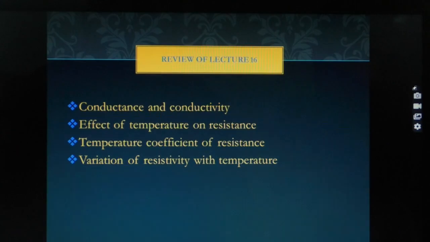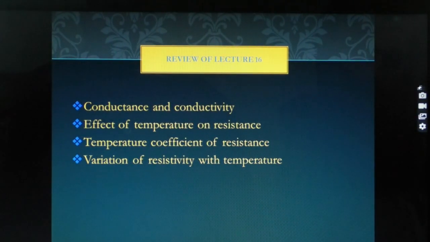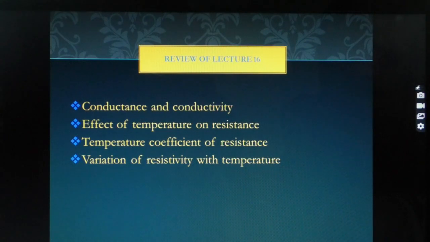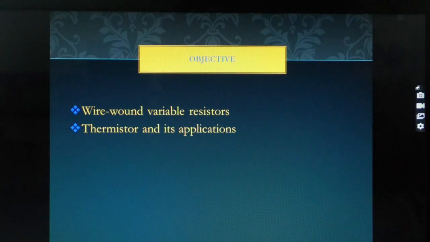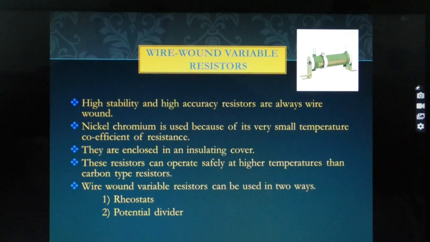This is lecture 17. Before moving towards lecture 17, we make a review of previous lecture 16. In previous lecture 16, we discussed the conductance and conductivity, effect of temperature on resistance, temperature coefficient of resistance, and variation of resistivity with temperature. Today we are going to discuss wire wound variable resistors, thermistor and its applications.